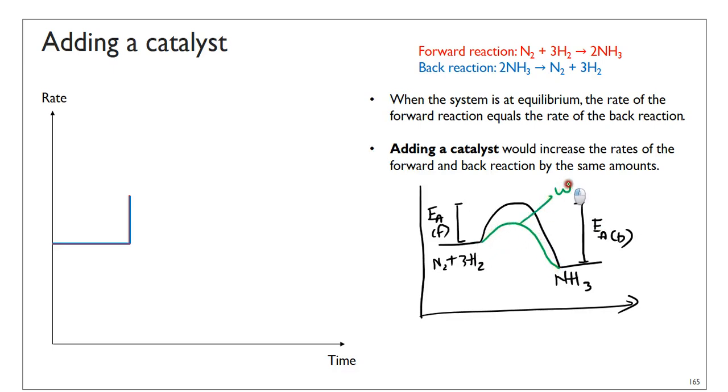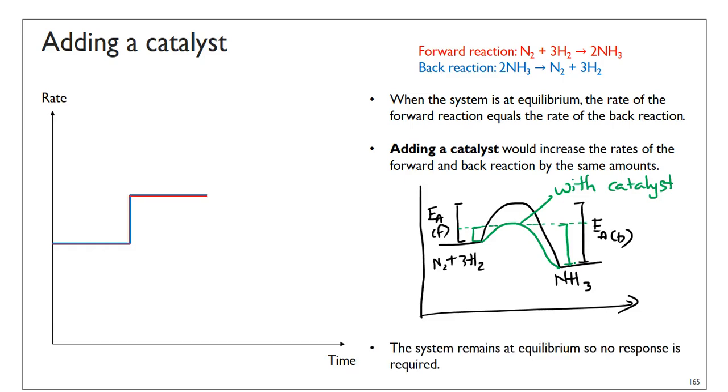So this is with catalyst. So you can see that it is going to lower the activation energy for both the forward and back reactions. So this is going to be the new activation energy of the forward reaction, and this part is the new activation energy of the back reaction. So both the forward and back reaction will have an increase in reaction rate when a catalyst is added. But it's by the same amount, so the system just remains at equilibrium. This is why it doesn't respond to an addition of a catalyst by shifting forward or back. And that is it for this video.